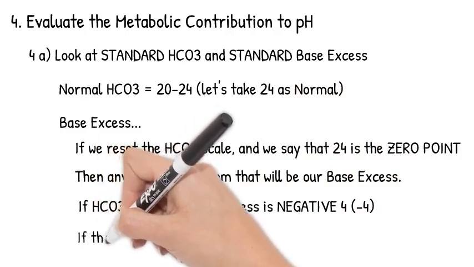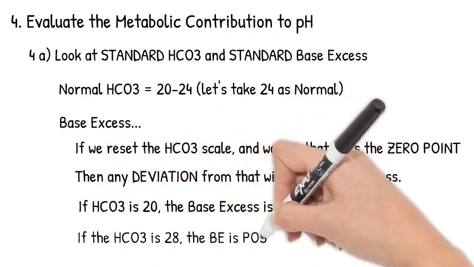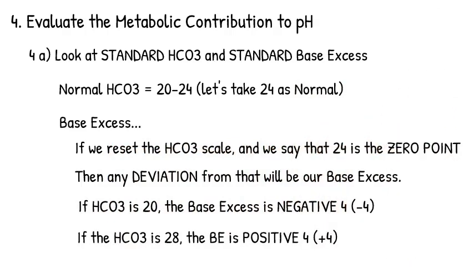Okay, so when they do say the base excess is the amount of base that you need to return the bicarb to normal, but basically what we're doing is we're saying that 24 is the 0 point on the bicarb scale, and any deviation from that is going to be your base excess. So I hope that makes sense to everyone.